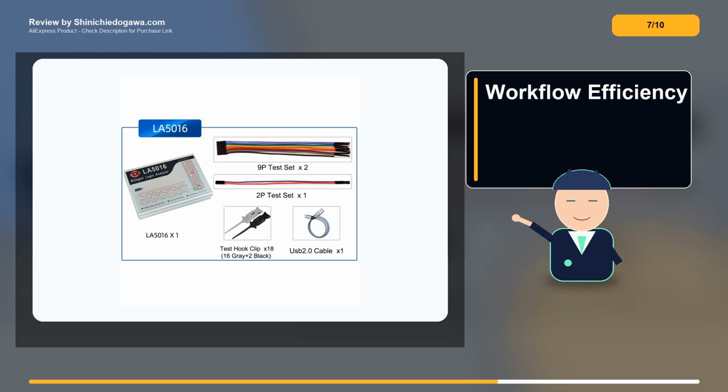Compared to using an oscilloscope for digital logic, the logic analyzer is far more efficient. You can label your channels, group them into buses, and use advanced search functions to jump directly to specific data patterns, significantly cutting down the time you spend staring at raw square waves.